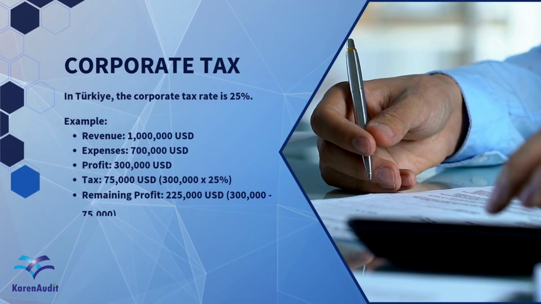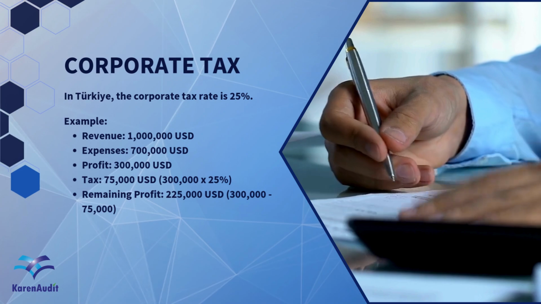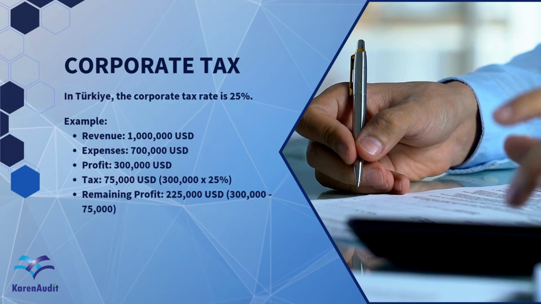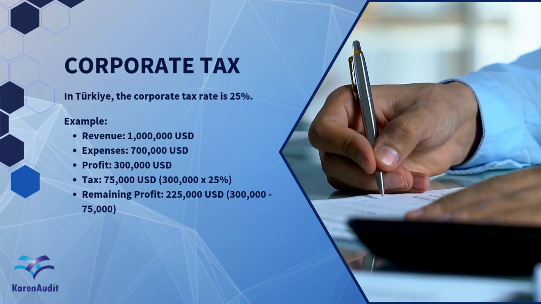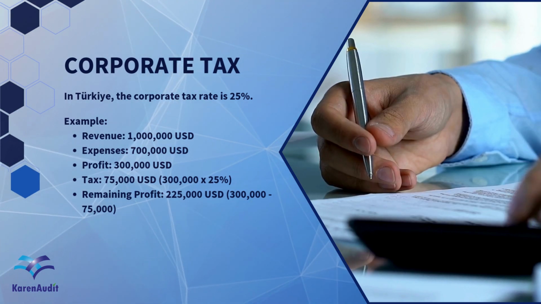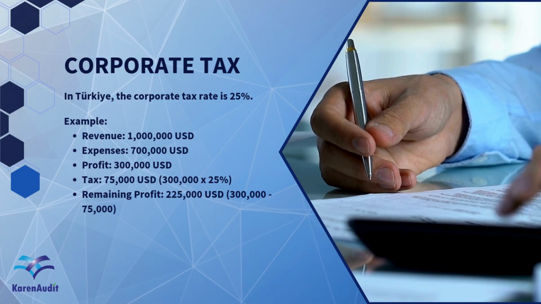Let's start with taxes based on profits. Firstly, corporate tax. It is calculated on a company's profit. In Turkey, the corporate tax rate is 25%. Let's look at a simple example to see how this tax is calculated.